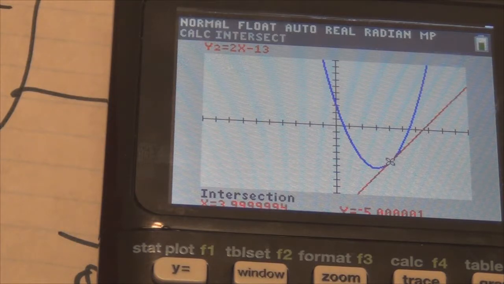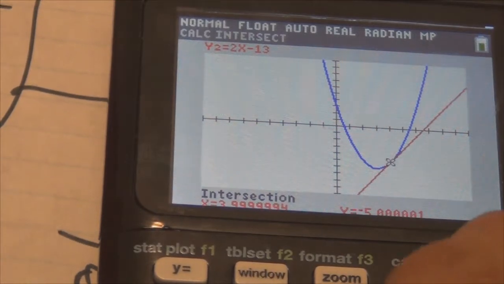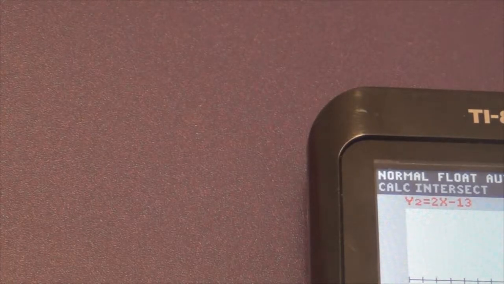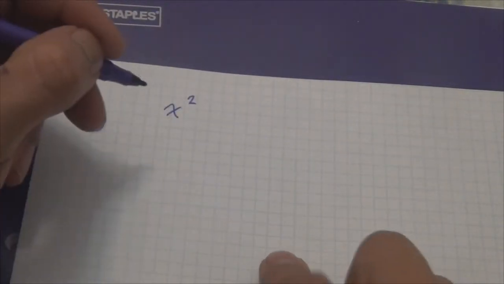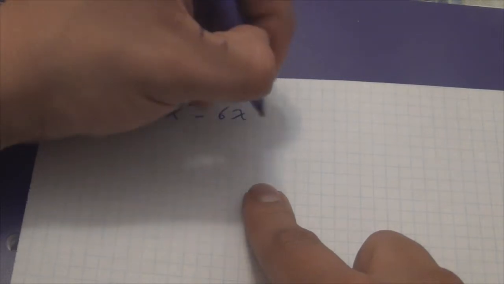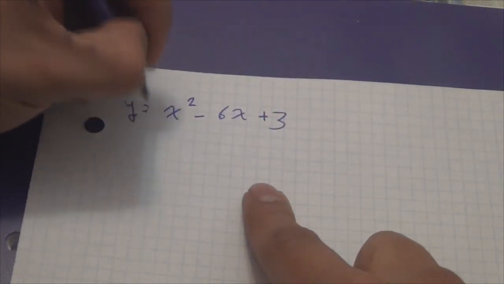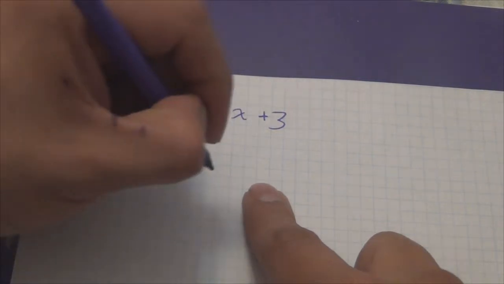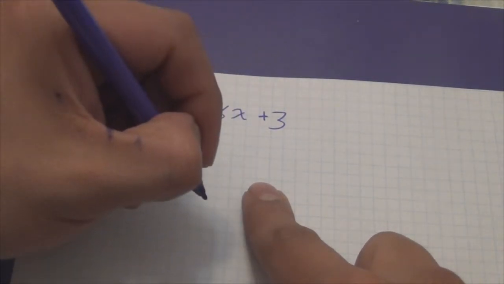Let's try one just for the sake of trying it. It's going to be a long one, but might be worth it. All right, and we are going to use the substitution method, and then I'm going to show you what's going to happen. Cool. All right, the equation is x squared minus 6x plus 3. And the other one is y equals 2x plus 1.